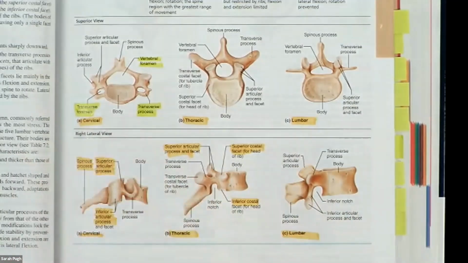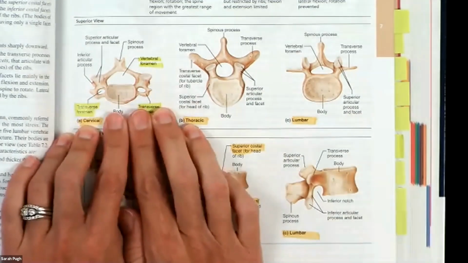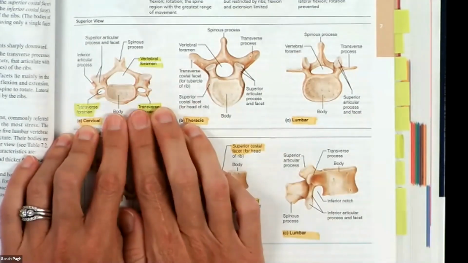Also, cervical vertebrae are typically small because they're not bearing a lot of weight. These are also vertebrae that tend to fracture easier because they are small.